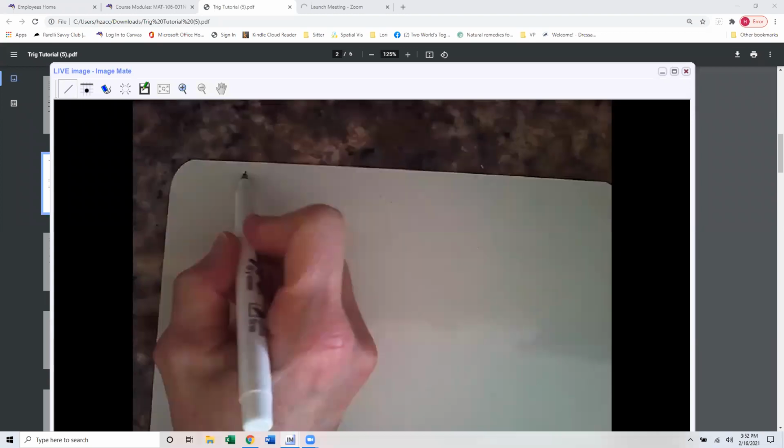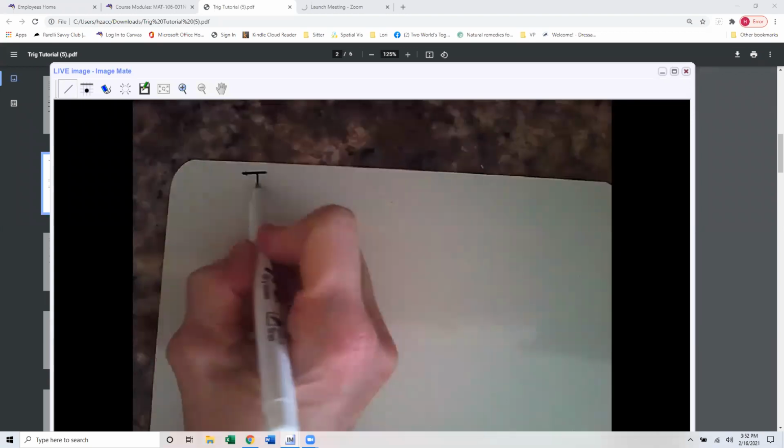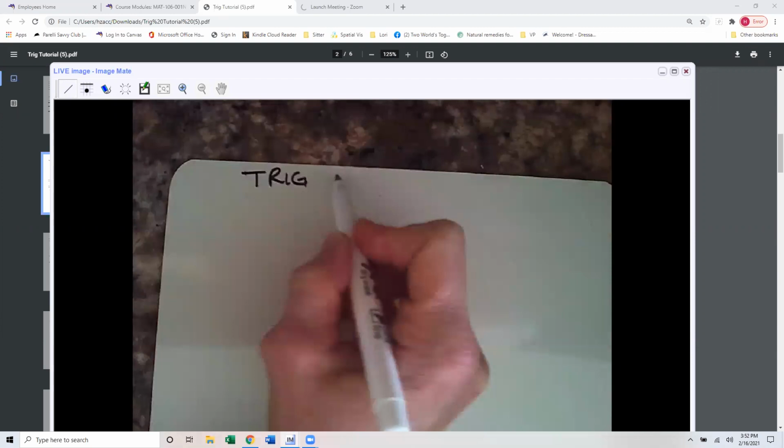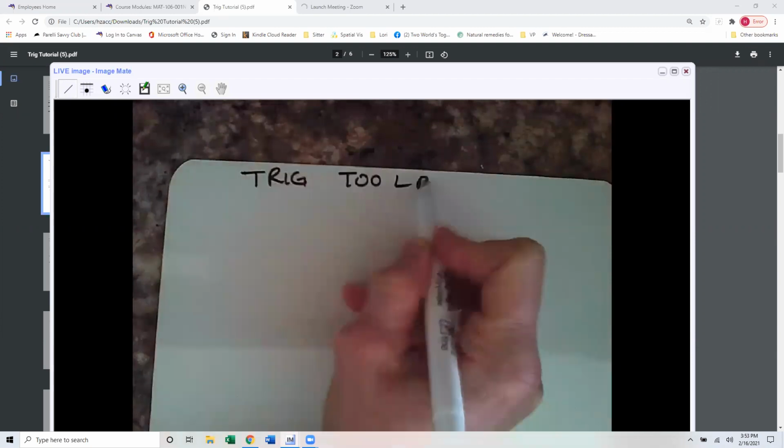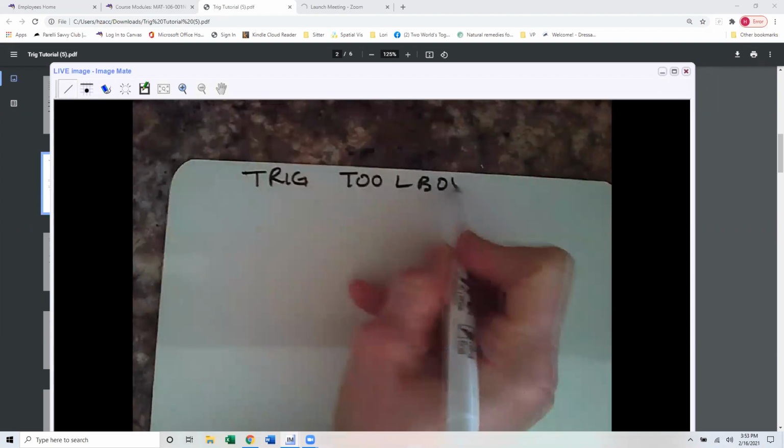So what we're going to start with, and what we're going to create and use over and over again here, is what I call the trig toolbox. So here's our toolbox. And we've got some things that we're going to put in our toolbox.